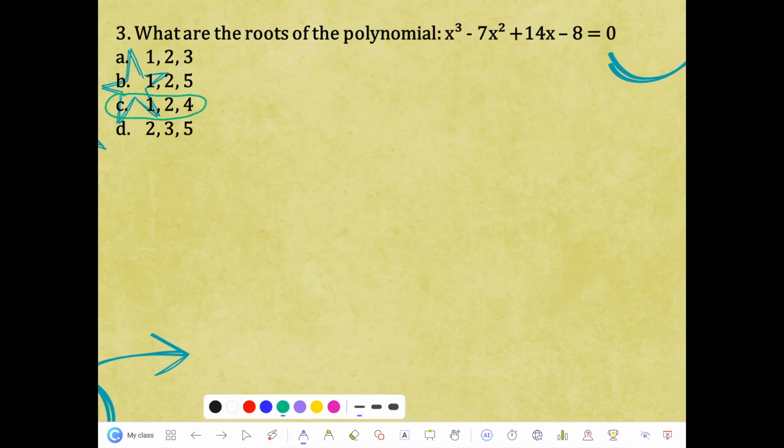question number 3. Okay? Kung gusto nyo mag-solve manually, we can also solve this manually. However, for the sake ng makasave ka ng time, why not maximize the use of your calculators? Okay? So, let's go to item number 4.